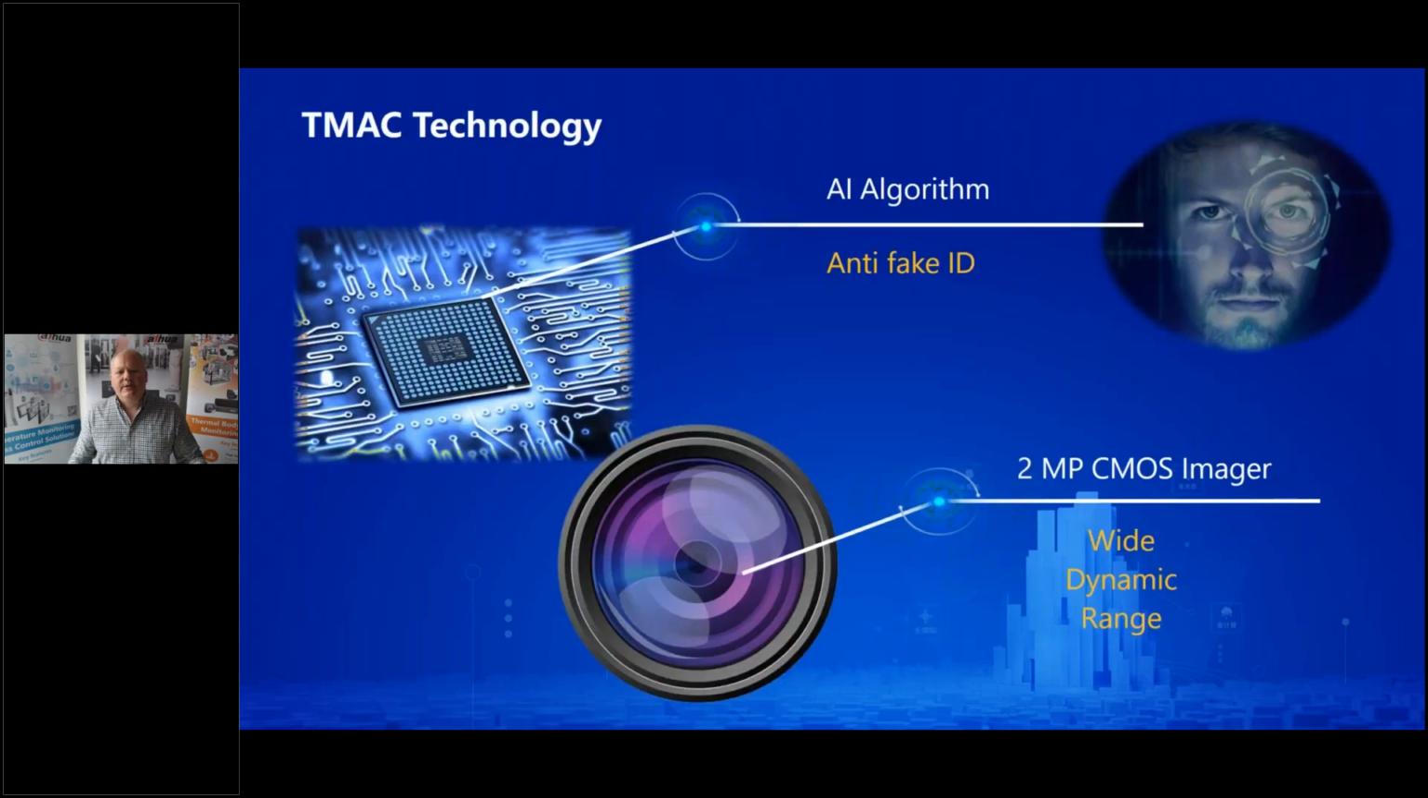What about inside? Some of the technology employed is an advanced AI algorithm, and this is for anti-fake ID. So if somebody comes through with a picture of somebody perhaps who's on a whitelist stored within the device, then it can detect for anti-fake IDs. The cameras inside for facial recognition are 2 megapixel CMOS images, and they have a wide dynamic range. So if you're using TMAC perhaps in a reception area where there could be difficult lighting conditions, then this is an ideal product for you.